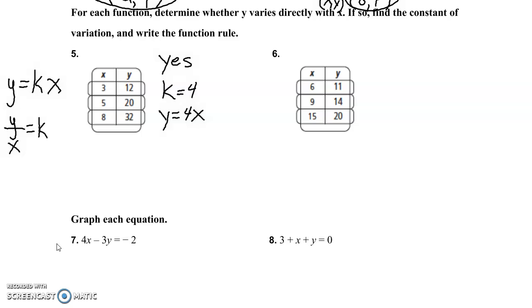Because if you divide by x on each side, you get y over x. So 12 divided by 3 equals 4, right? 20 divided by 5 equals 4. And 32 divided by 8 also equals 4. So you know it obviously is going to be 4 every time. Then you're going to plug that 4 in for the k, because we know what the k is. The constant is 4 every time.